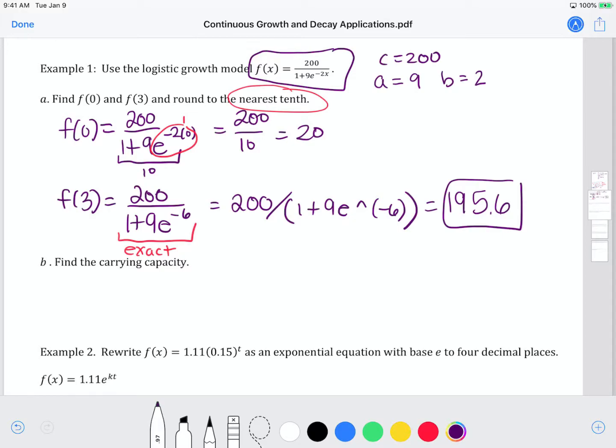In part B, it says find the carrying capacity. So that means as x goes way far out to the right, where does this graph level out at? That's my value of c. So that's going to be 200.